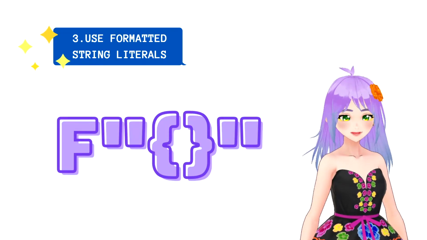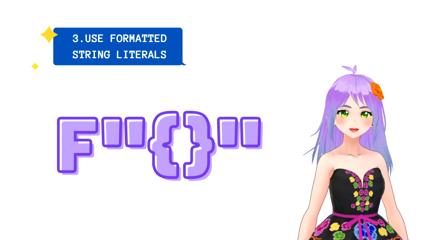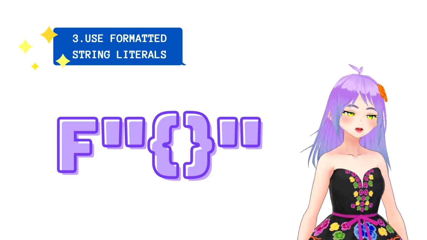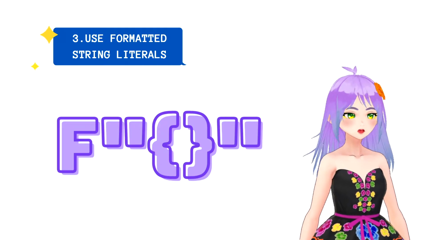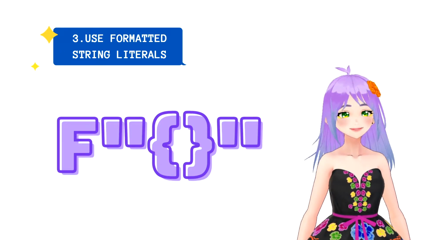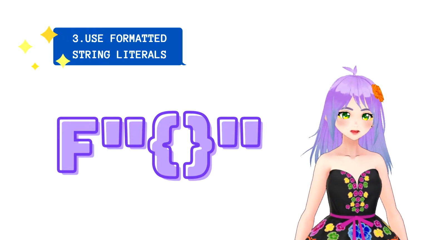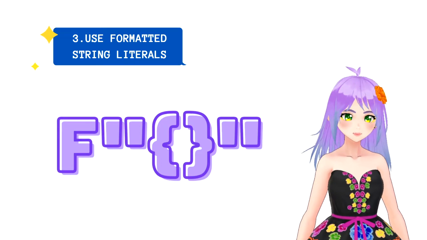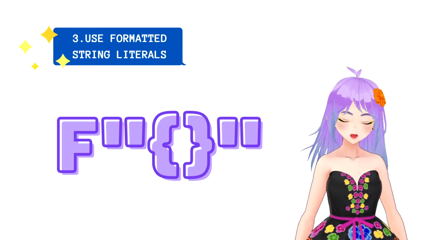Tip number 3. Use formatted string literals. We already know how to use strings with double or single quotes. The only difference here is that we add an F at the beginning and curly braces containing information that will be replaced with their values.